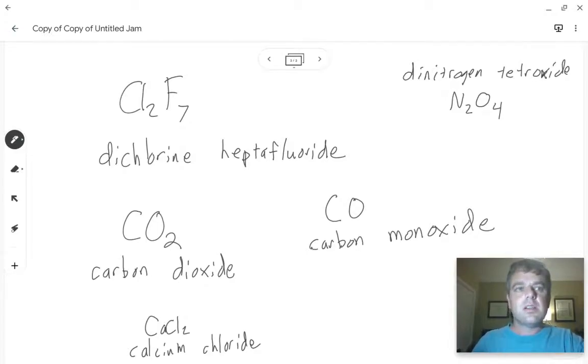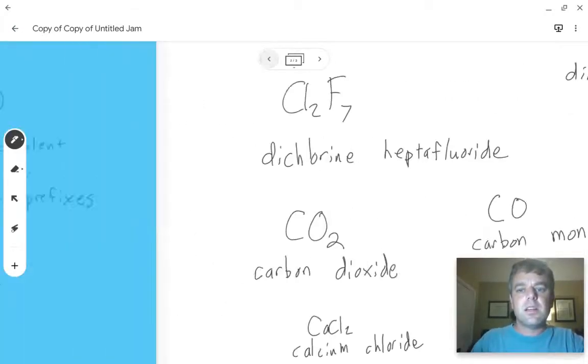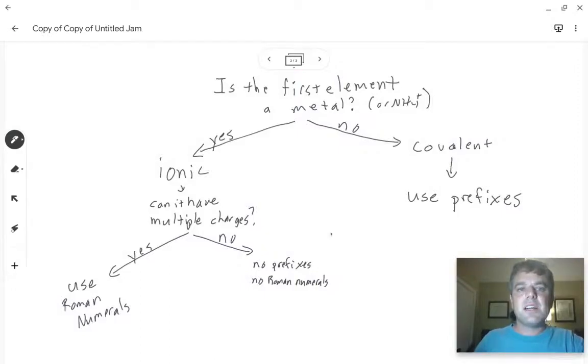So, a couple of things to help you out here. I've got a little flow chart for naming compounds. Just ask yourself, is the first element a metal or the polyatomic ion ammonium? And you remember where your metals are, that's the things on the left-hand side of the periodic table. If it's on the right-hand side of the staircase line, it's a covalent compound, you use your prefixes. If the first element is on the left side, or it's ammonium, which is a polyatomic ion, then obviously this compound is ionic. So then you have to ask, can that first element have multiple charges?